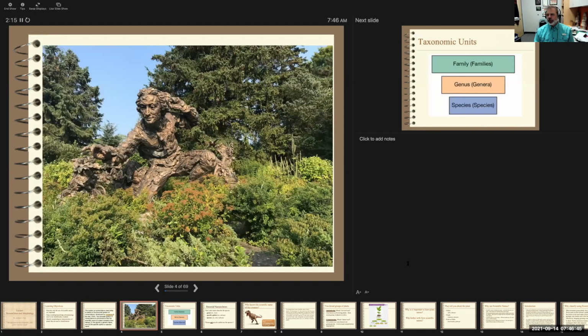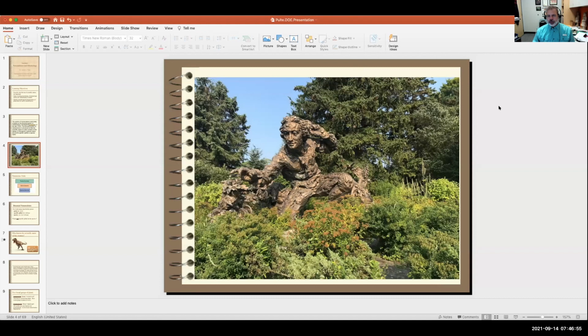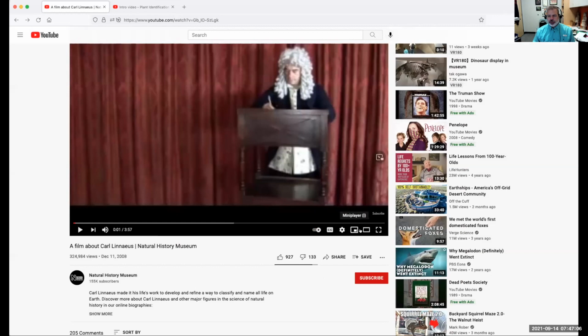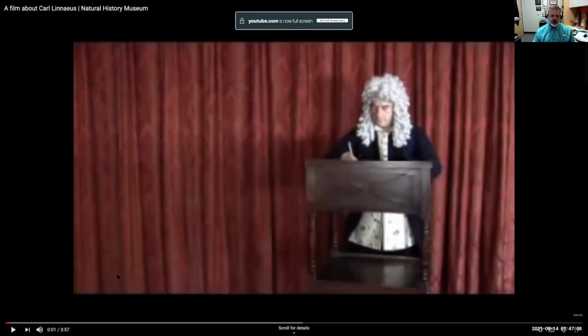Here's a statue at the Chicago Botanic Garden that features Carl Linnaeus because he is such an important figure in science, a very important figure in this world of identifying plants. And so the first thing we're going to do just to start us out is I'm going to share my screen in a little bit of a different way here. And we're going to watch just a small video that features Carl Linnaeus.